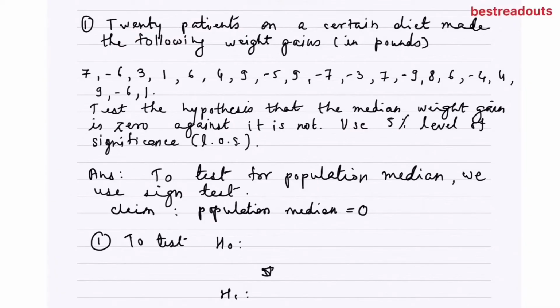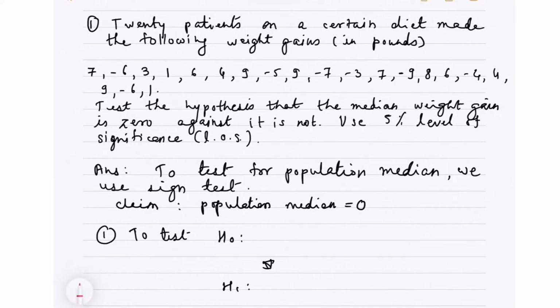Question: 20 patients on a certain diet made the following weight gains in pounds. We are given the numbers. Test the hypothesis that the median weight gain is 0 against it is not. Use 5% level of significance. Here we are asked to test the hypothesis that the median weight gain is 0. That is, population median is 0.